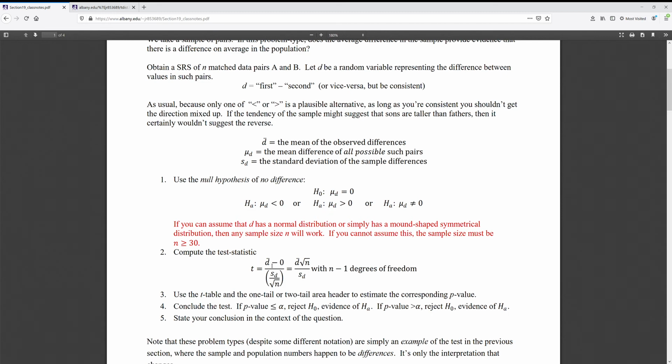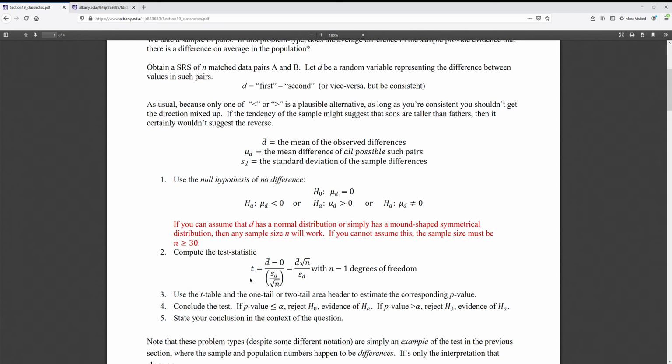First of all, we're using d bar and s of d instead of x bar and s, simply to remind ourselves that we're talking about differences. Second of all, our theory is 0, so that's going to simplify our formula a bit. And third of all, because we are using the sample standard deviation to approximate that unknown sigma, that makes it a t rather than a z.